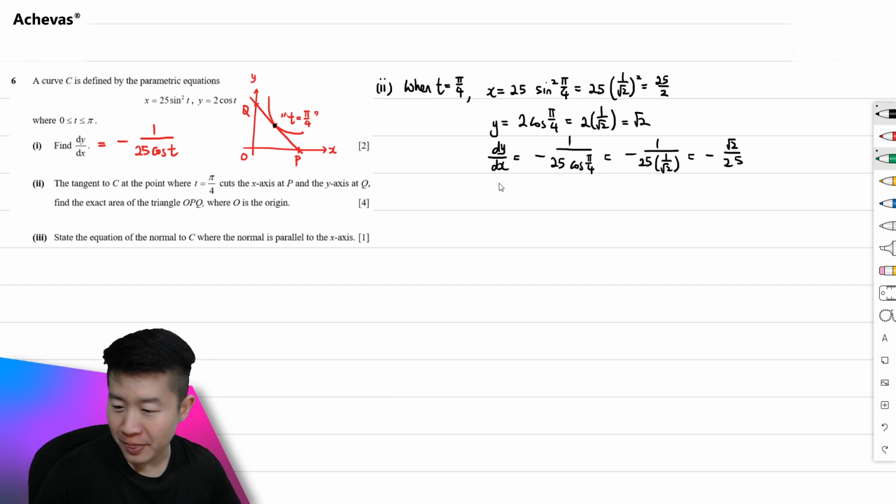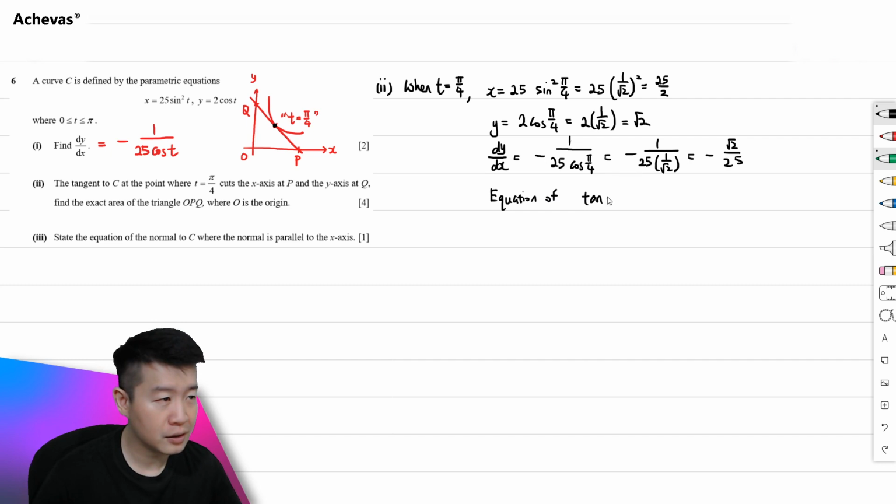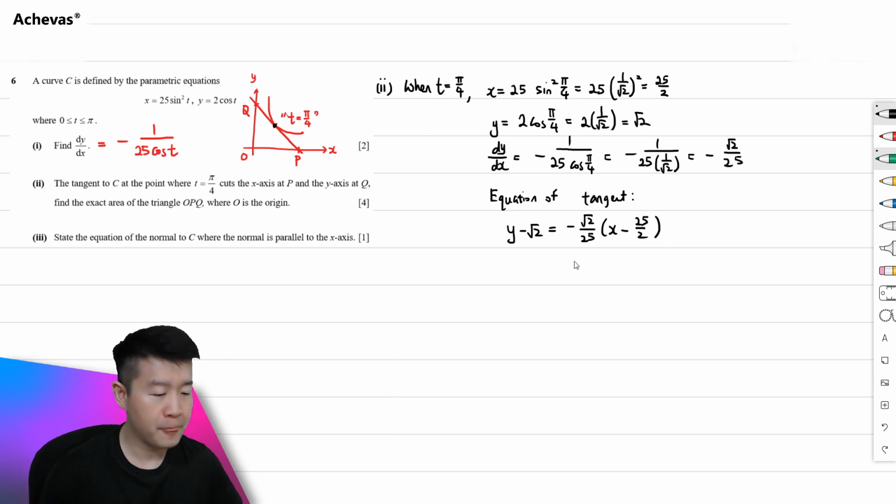So the equation of the tangent will be y minus square root of 2 is equal to the gradient of the tangent, minus square root of 2 over 25 of x minus 25 over 2. And let me work on point P. At point P, we are going to be letting y be equal to 0.